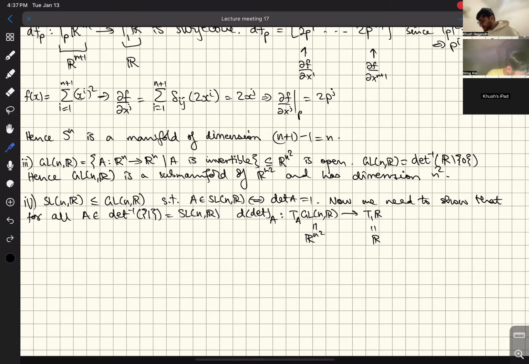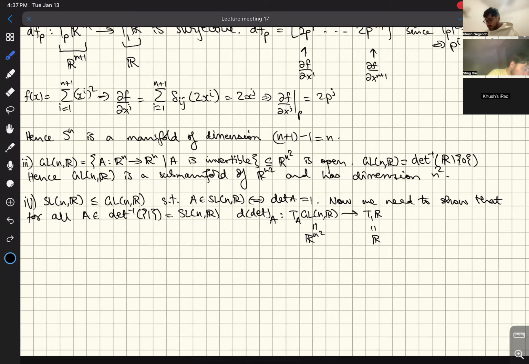But for now, let's try to show that this is surjective. Since this is a map into a one-dimensional vector space, all we need to do is show that this map is not zero. Do we get why that's the case?